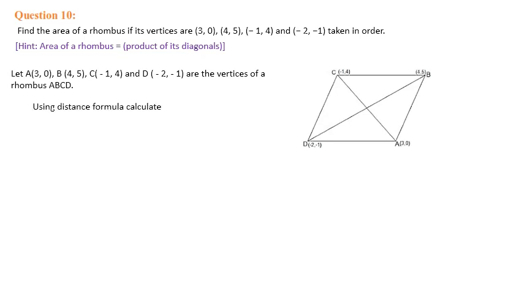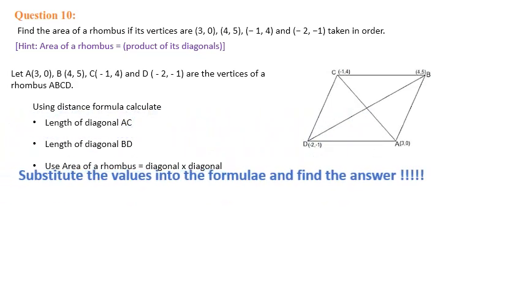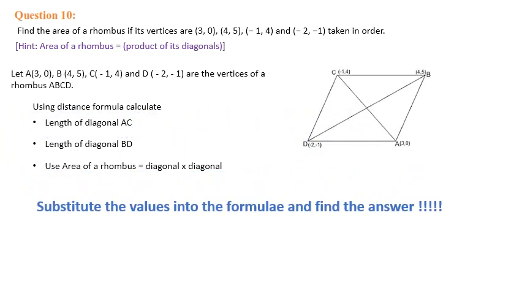Next we have to calculate, using the distance formula, the length of the diagonal AC, and then the length of the diagonal BD. Then we use the formula for the area of a rhombus, which is based on the diagonals. When you multiply the two diagonal lengths, you will get the area of the rhombus. Please try this at home as homework.